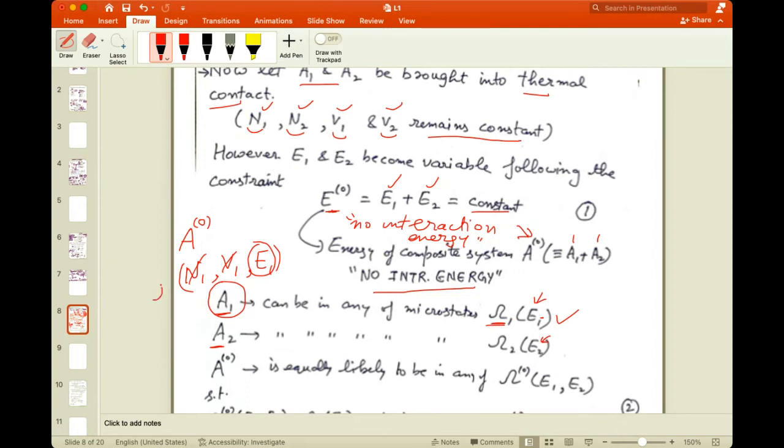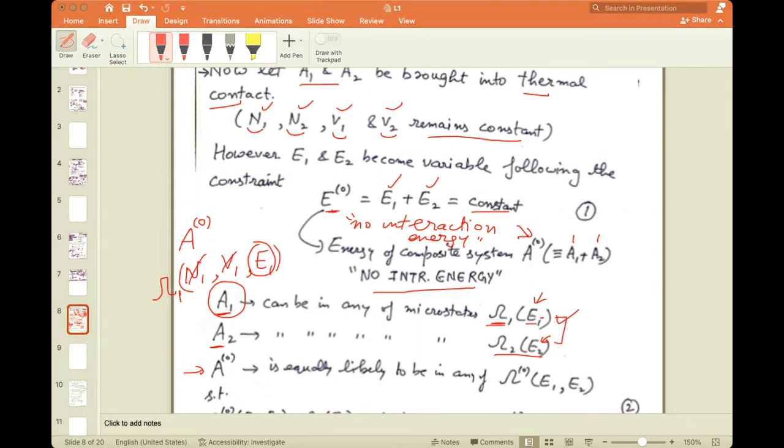Obviously, this omega 1 is also going to change, right? Because E1 is changing. So omega 1 is changing because of this E1. That's why we only wrote this functionality like this. A similar argument holds for omega 2. Now, if we are interested in writing the total number of microstates accessible to this composite system, it will be just a product of these two.